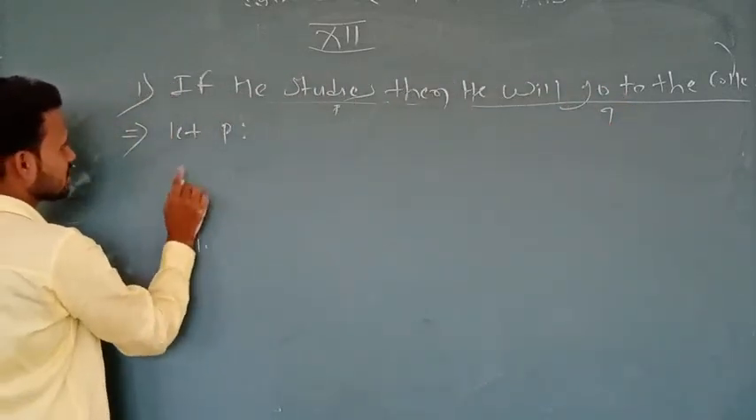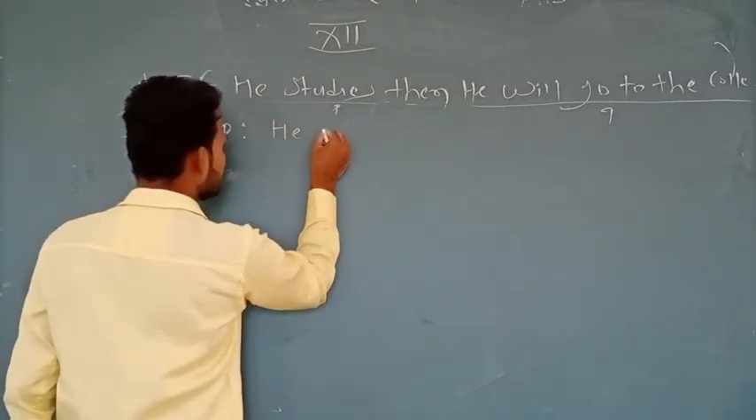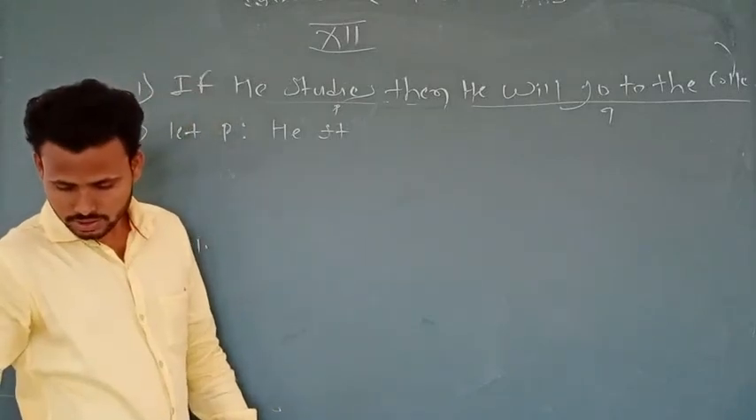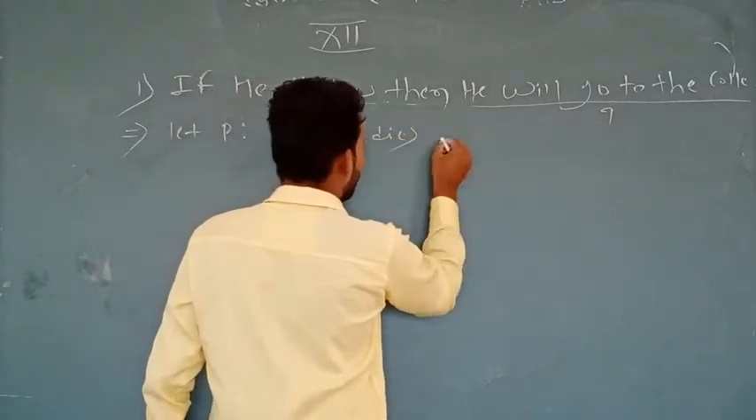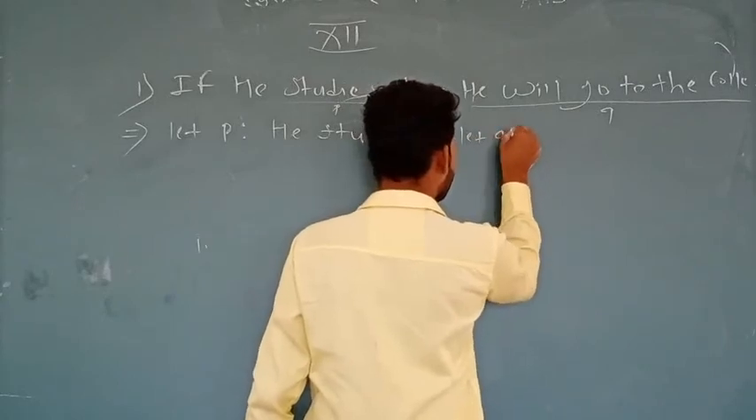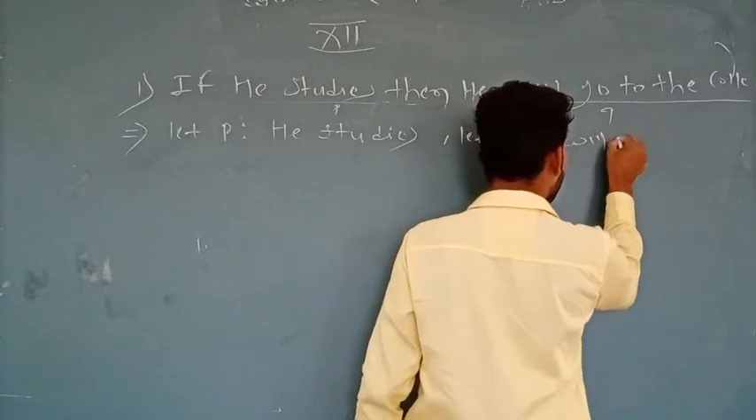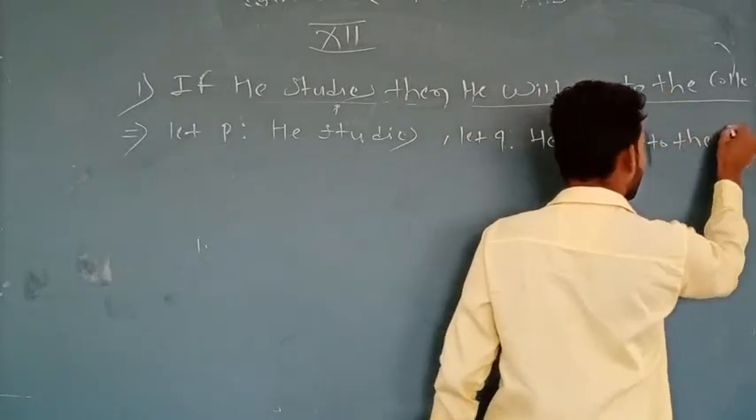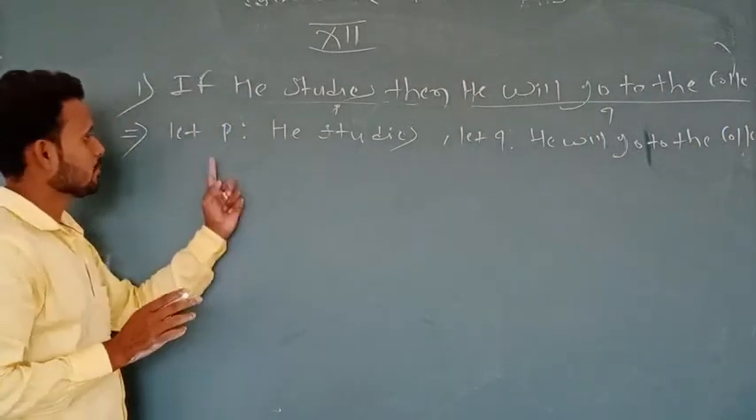In the solution, first consider two simple statements. Let P denote he studies. And let Q denote he will go to the college. Means we get two simple statements P and Q.